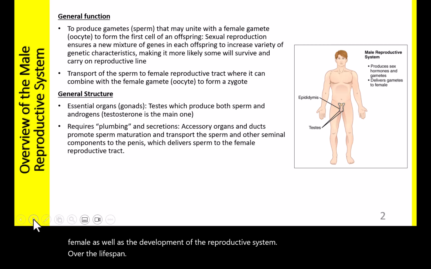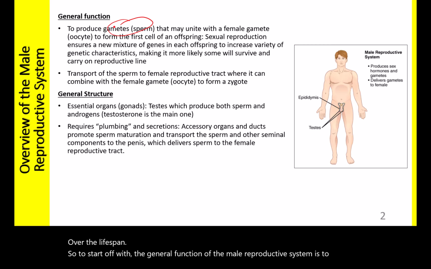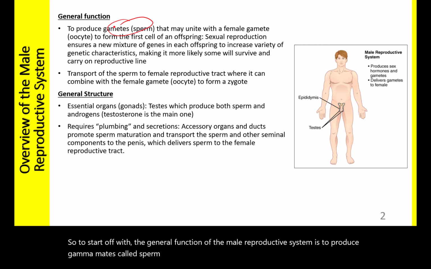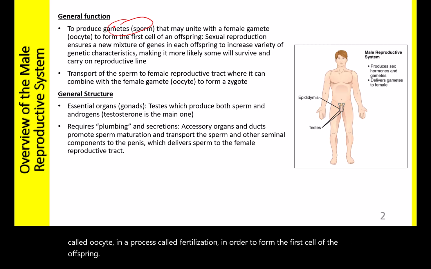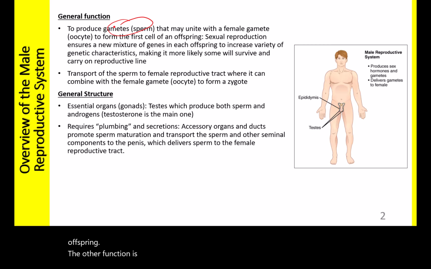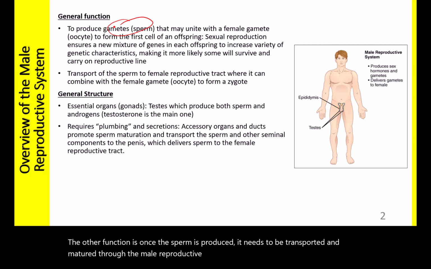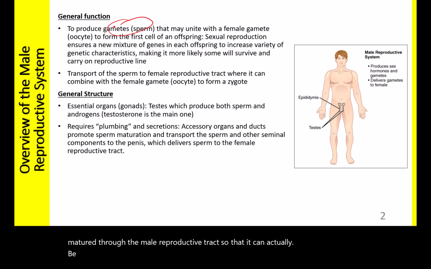So to start off with, the general function of the male reproductive system is to produce gametes called sperm that may unite with the female equivalent of the gamete called oocyte in a process called fertilization in order to form the first cell of the offspring. The other function is once the sperm is produced, it needs to be transported and matured through the male reproductive tract so that it can actually be viable to fertilize the oocyte.